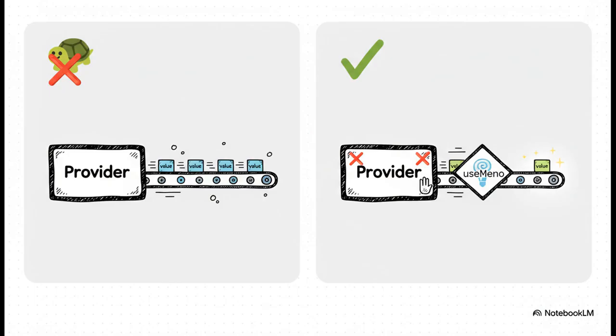And this is a huge one for performance. If you pass a brand new object or a new array to your context provider's value prop every single time it renders, you will cause every single component that uses that context to re-render, even if the data inside hasn't actually changed. The fix is a true hallmark of an experienced developer. You wrap that value object in useMemo. This ensures it only creates a new object when it absolutely has to.